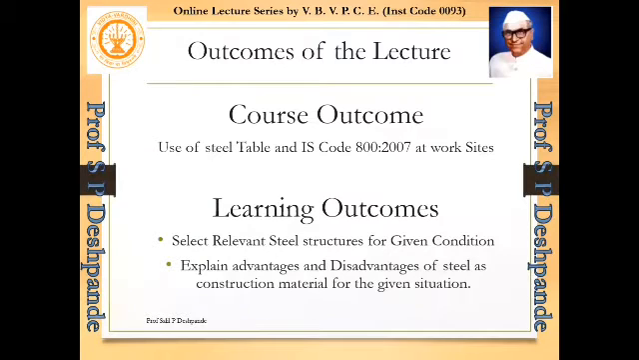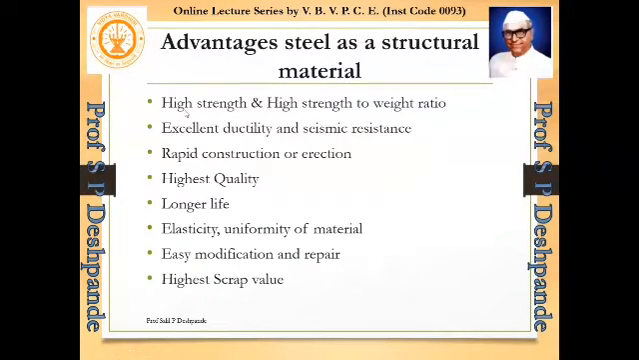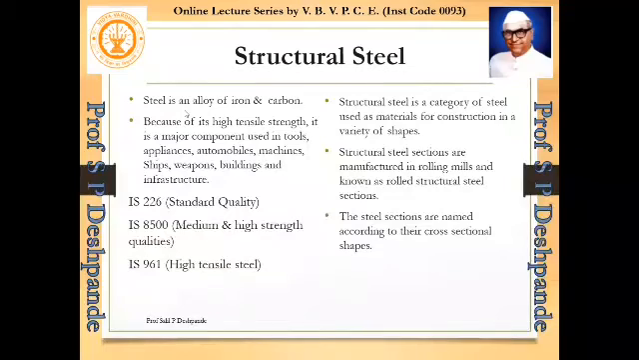Okay, so in this particular topic, mainly what we are going to study is how to select the relevant steel structure for the given condition, and what are the advantages and disadvantages of steel as construction material in various situations. So when I say steel, it is basically an alloy of iron and carbon that all of you know.